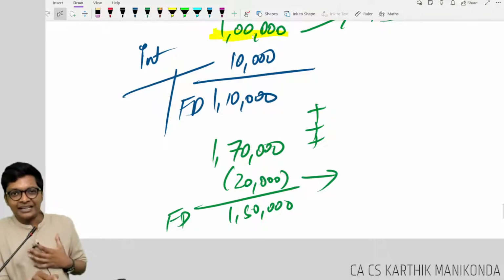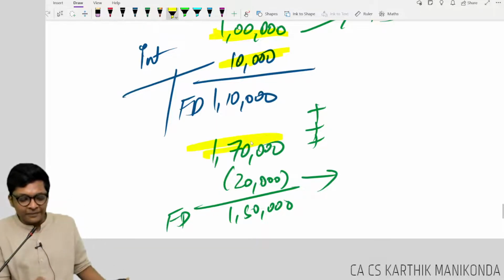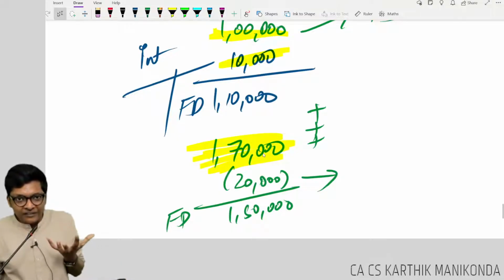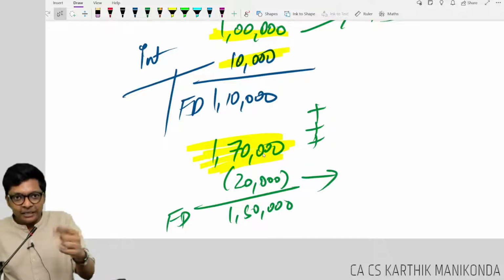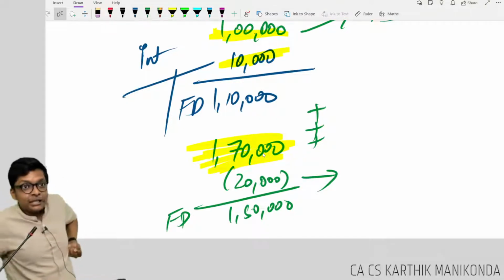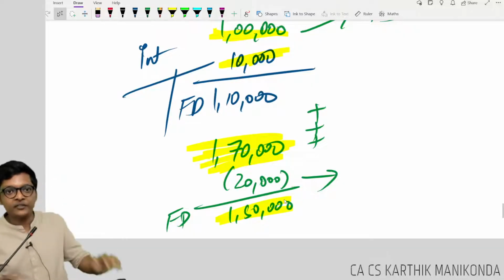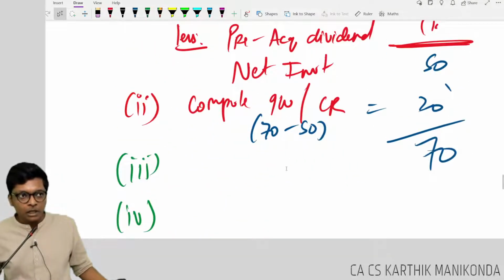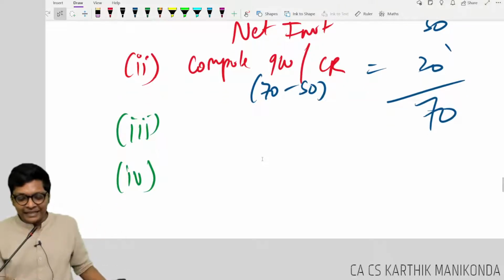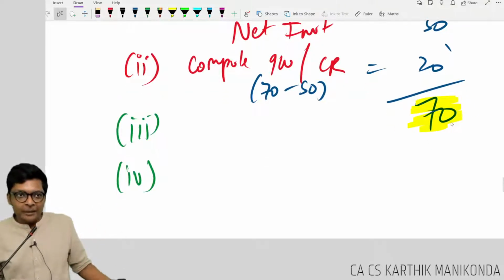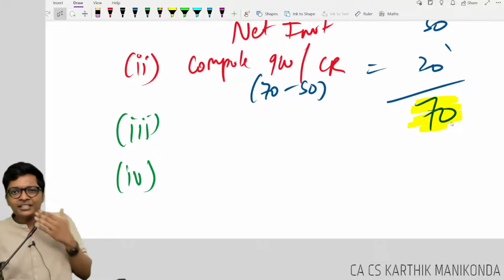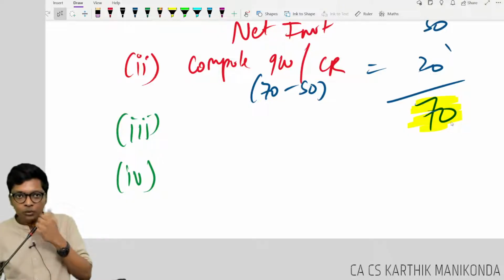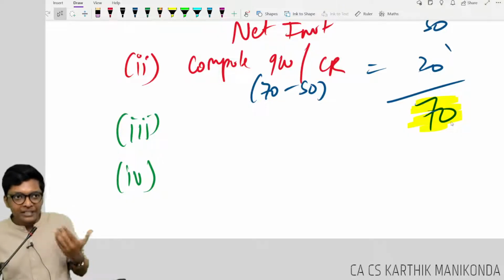Correct? So look at the logic, guys, or the analogy I am giving you. I invested 1 lakh in a bank FD. I got interest of 10,000 in 1 year. It adds every year. Let's say after a few years it became 1,70,000. So the value of the investment when I made it was 1 lakh. Today it is 1,70,000. If I withdraw the money, it becomes 1,50,000. Same way, come here. When I invested 70, will it be 70 always?